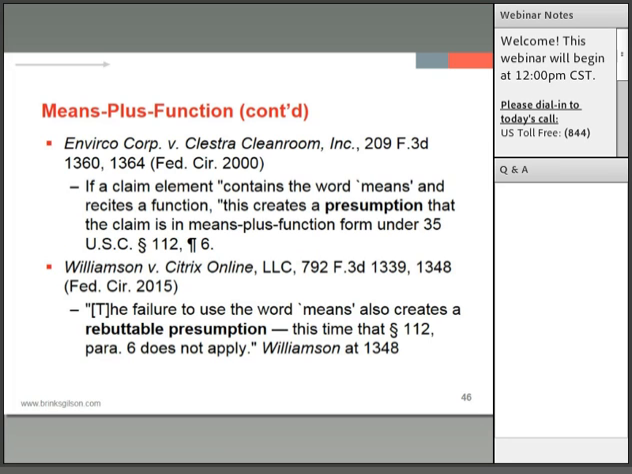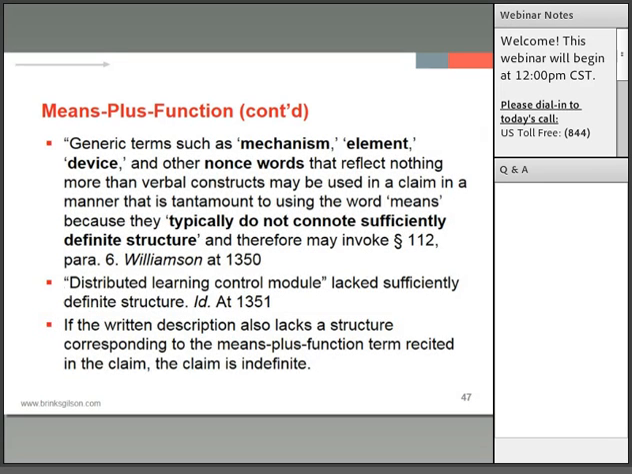If the word means is there, the presumption is that 112, paragraph 6 applies. If the word is not there, the presumption is that it does not apply. But a presumption can always be rebutted to show that in reality the word means is not means plus function because, let's say, the claim recites additional structure that takes it out of the means plus function, or in case of other words, element, device, and so on, if no further structure is recited in the claim, then it could fall under that section.